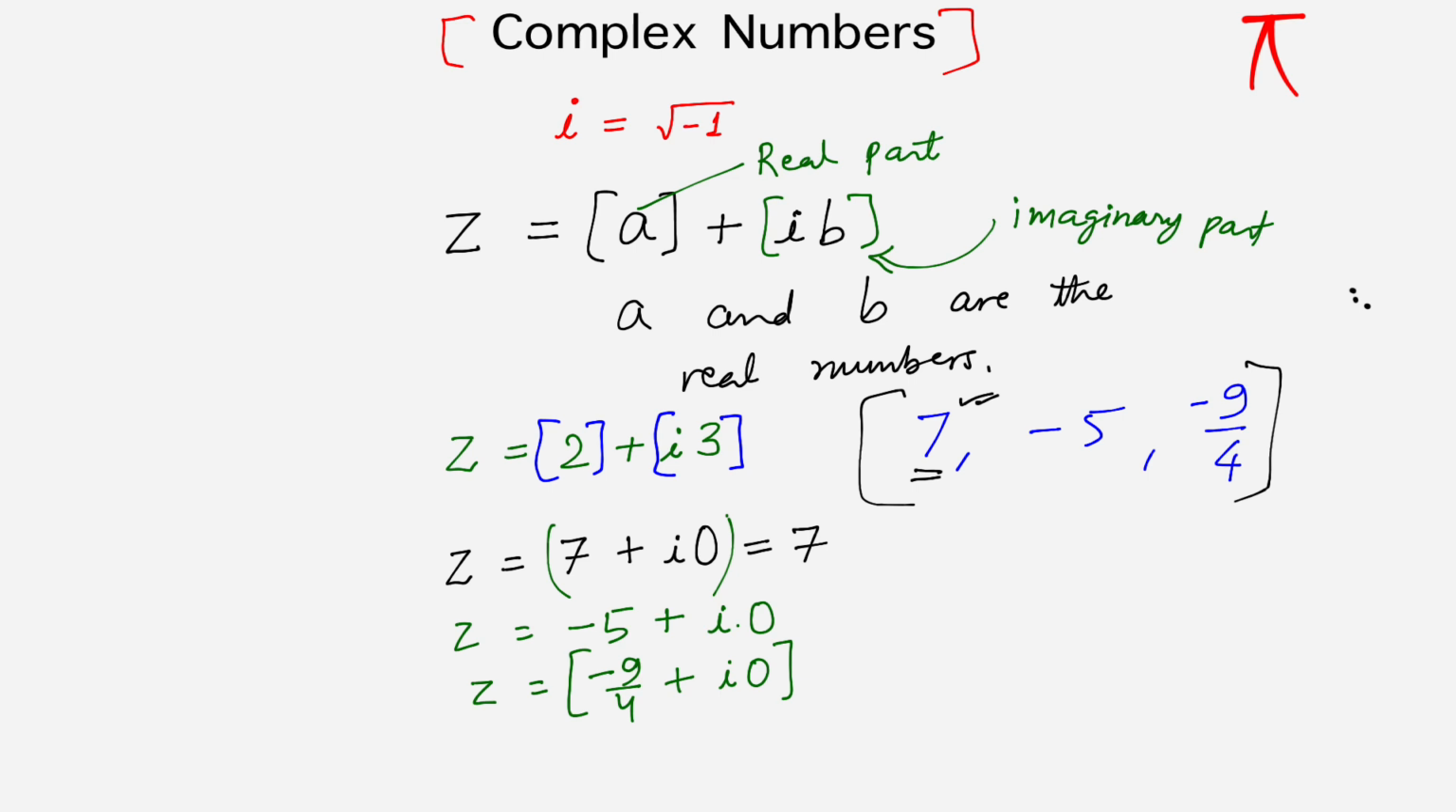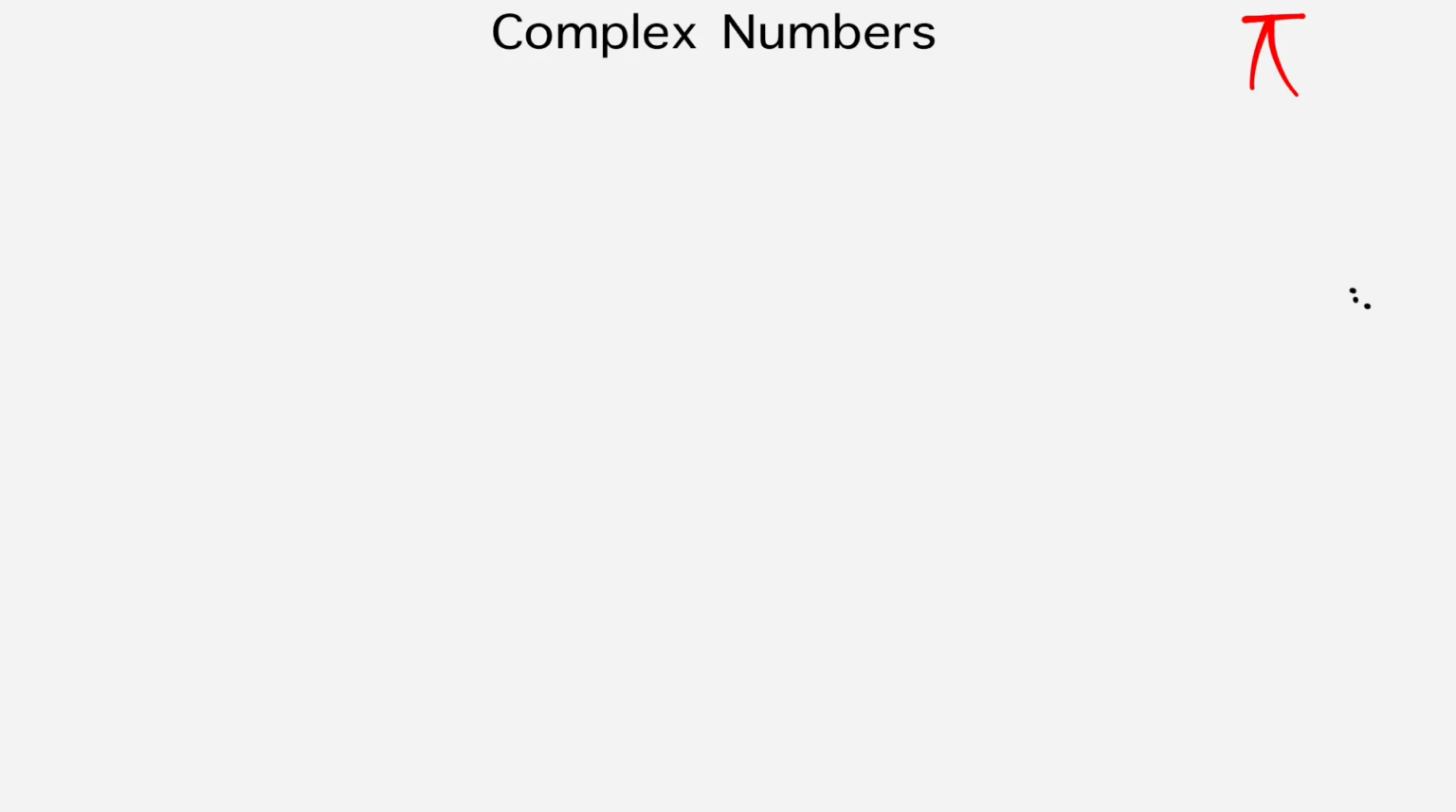In this way, you can see that any number can be written in the form of a complex number. We can take some irrational numbers as well. So your Z can be root 2 plus i0, and this is nothing but the representation of root 2 in the form of a complex number. So if Z is equal to A plus iB, then the real part of Z can be written as Re(Z) equal to A, and the imaginary part of the complex number Z can be written as Im(Z), that is equal to B.